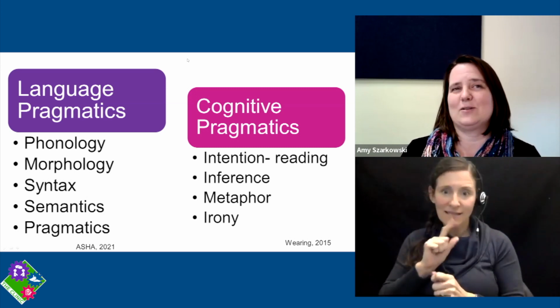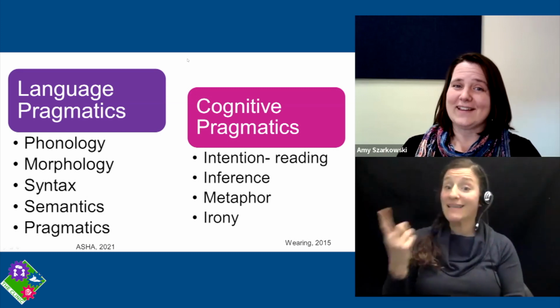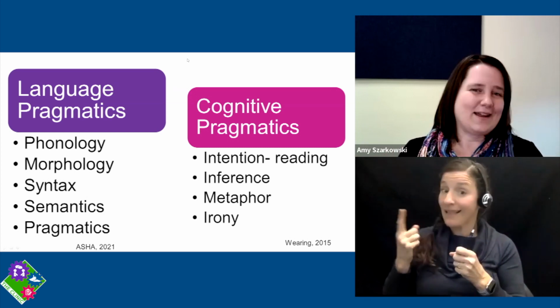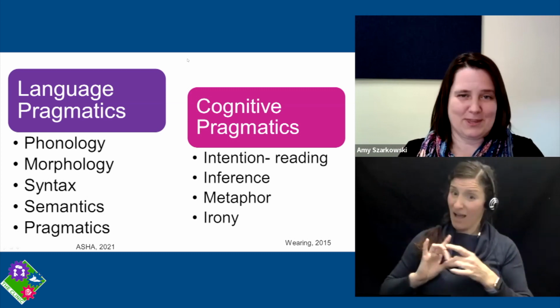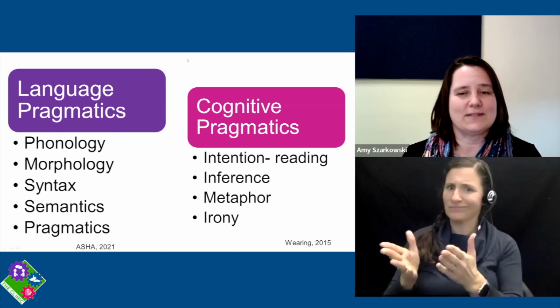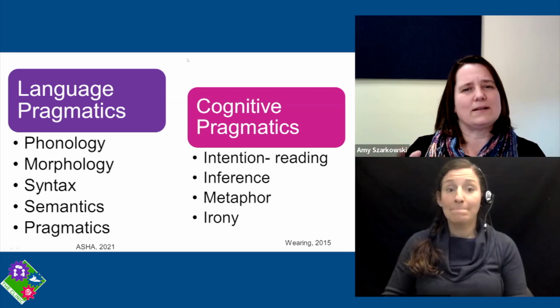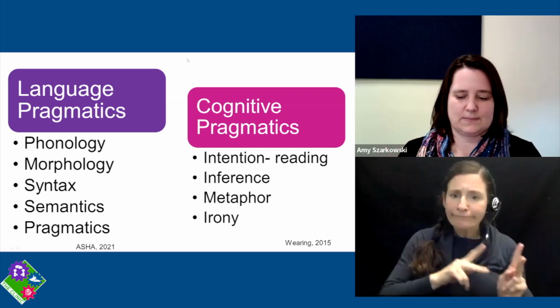Perhaps I might say to my child, the ice cream's going to be melting in the car, suggesting maybe they should help bring the groceries in. I'm not actually just making a comment about ice cream melting in the car. I want them to do something with that. So that would be an example of an inference. Cognitive pragmatics also looks at metaphor and irony, and it's sort of that level of thinking about social interactions.